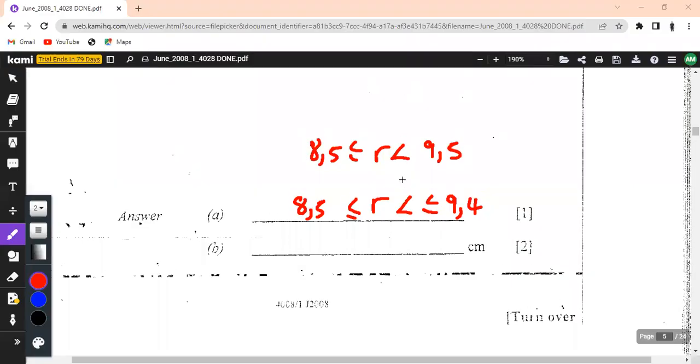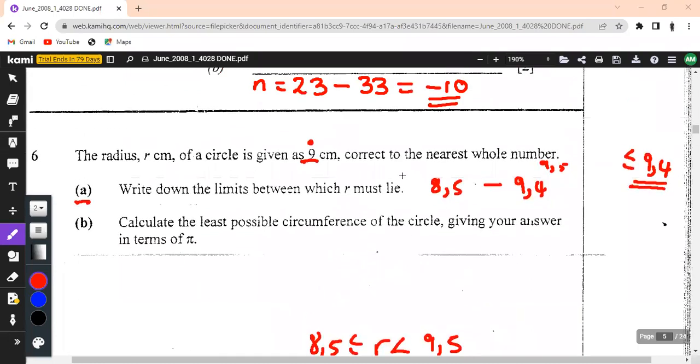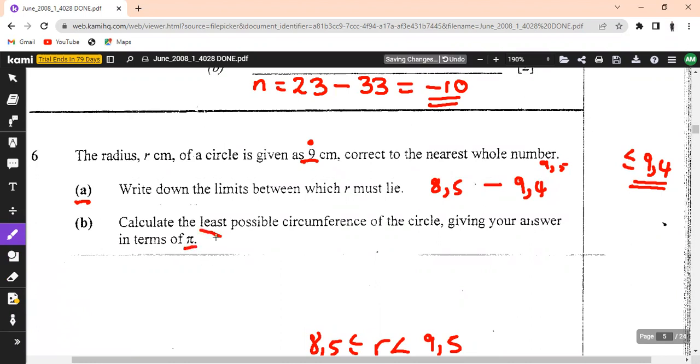So that is the case about this type of question, and that is it for this part. Let's see the other part that we are given. Calculate the least possible circumference of the circle, giving your answer in terms of pi. Take note, guys, your answer is needed in terms of pi. And we need the least, which means we are going to use the smaller value, which is 8,5.